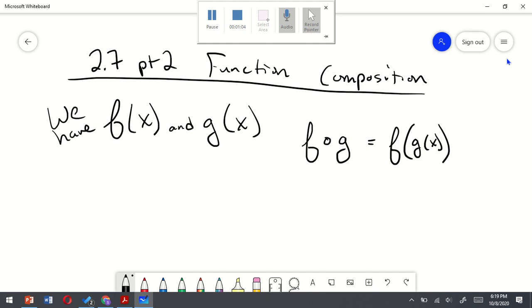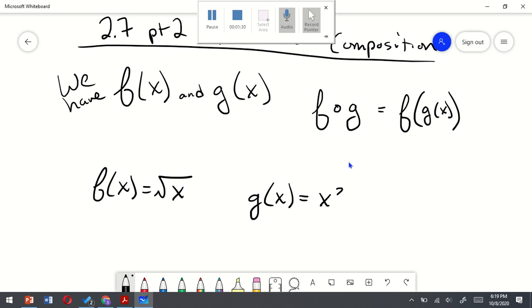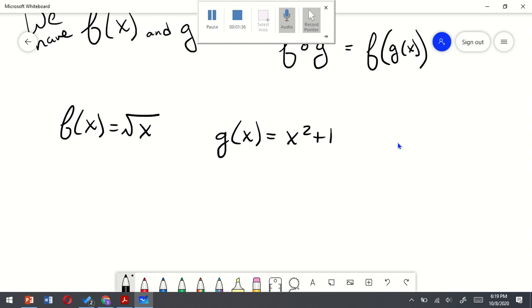If we think back to the beginning of the chapter, first talking about the definition of a function, we used function machines to talk about examples. So for instance, using this idea of composition, let's say we have a function f of x that's the square root of x, and g of x that is x squared plus 1. Now, the composition is saying take this entire thing, whatever g of x is, and plug it in where the x belongs on the other function.